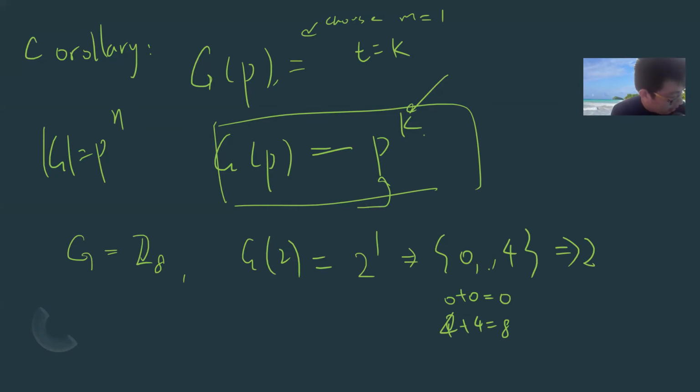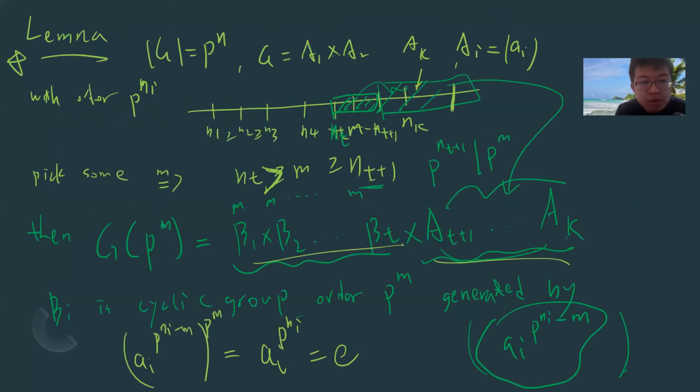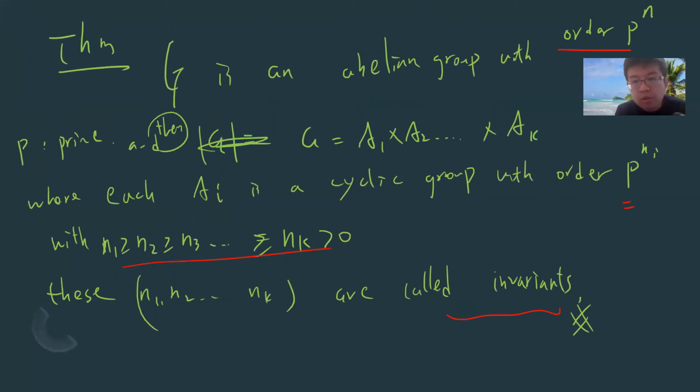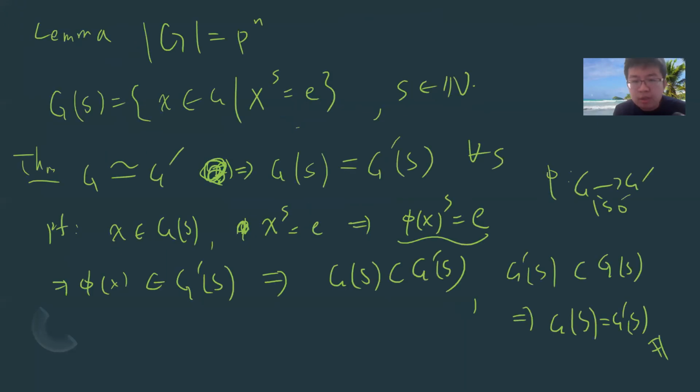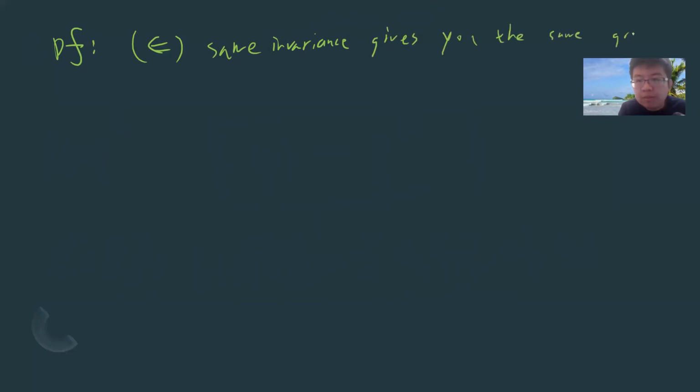Okay, so now we can prove our original theorem, which is this one. So basically, two p-groups are isomorphic if and only if they have exactly the same invariants. Okay, so let's go to the proof. This one direction is very easy. Suppose two of them have the same invariants, so obviously the invariants give you the same group. Trivial. Okay, so let's work on the other direction.